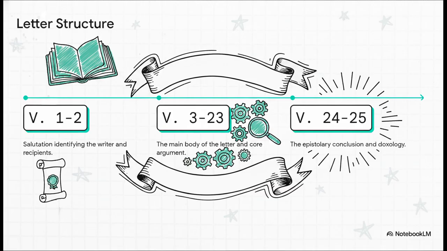We have a clear salutation right off the bat in verses 1 and 2, which identifies Jude, his relationship to James, and his readers. Then we hit the massive middle section, verses 3 through 23, and that forms the entire core body of the letter. Finally, verses 24 and 25 give us a classic epistolary conclusion. Getting this simple timeline in our heads lets us know exactly where the heavy lifting is happening in the text.